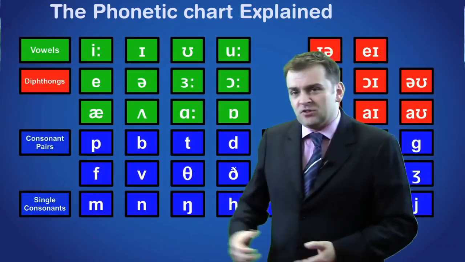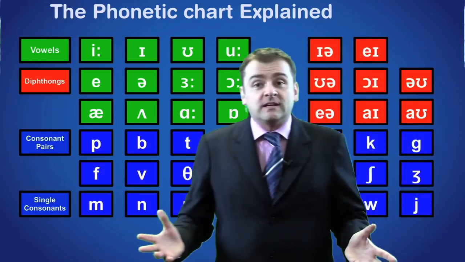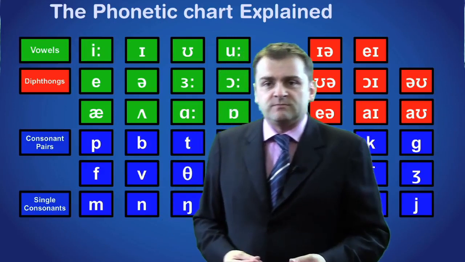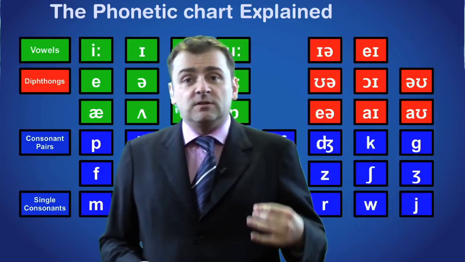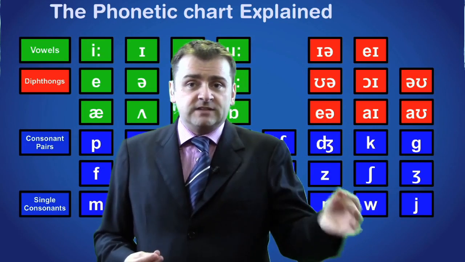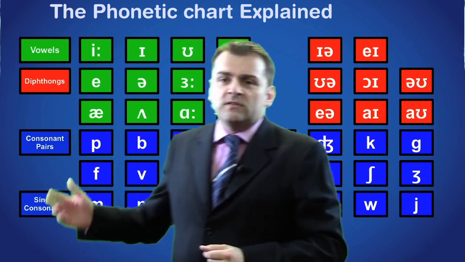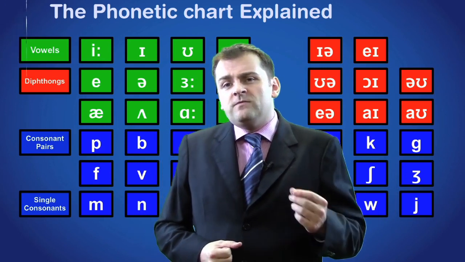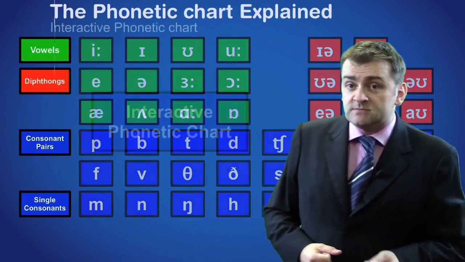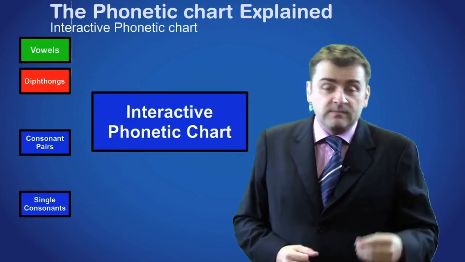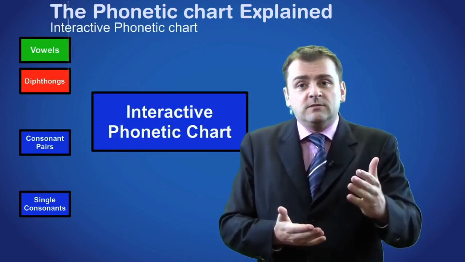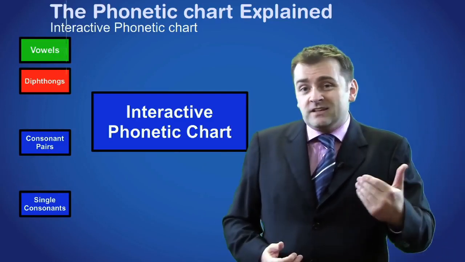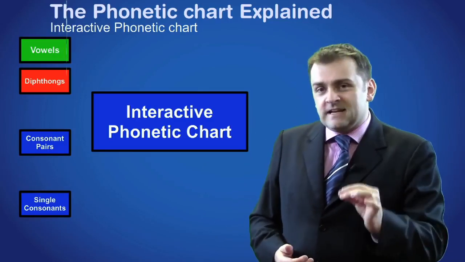So you can see now that the phonetic chart is not just a random collection of symbols, but a useful tool for learning correct pronunciation. For an even more detailed explanation of one of the sections, click on one of the annotations on the left of your screen. We've also produced an interactive chart using YouTube's annotations. So you can click on a symbol and it will jump to the part of the video and play that sound. So you can listen over and over again to the sounds that you want to study.